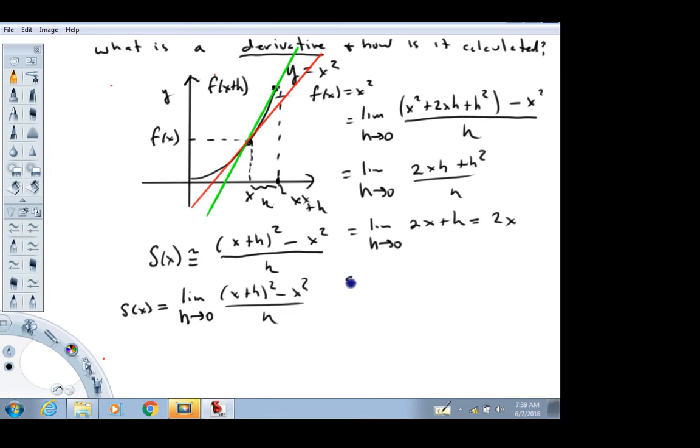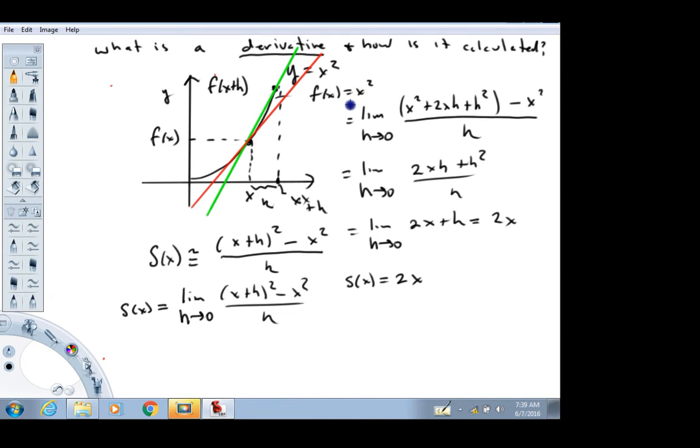There's our function. Slope as a function of x equals 2x for the function y equals x squared. This is what we call a derivative. I sometimes call it the slope function. This is the function that tells me the slope of our first function for any value of x.